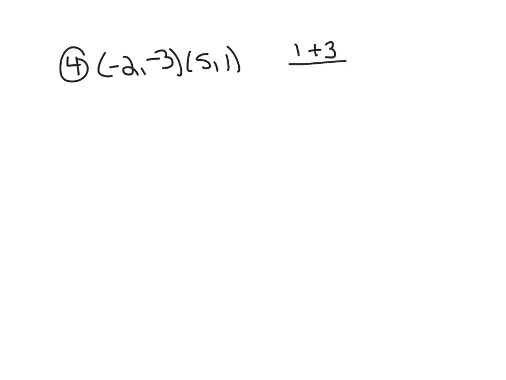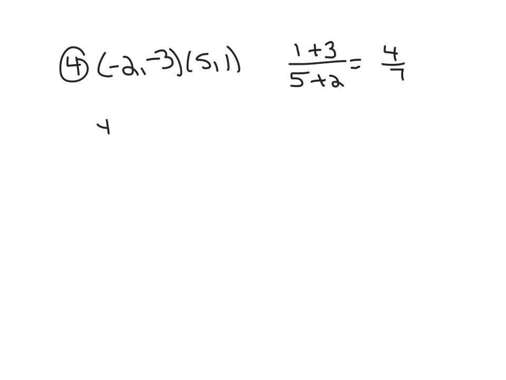All right, one last one: (negative 2, negative 3) and (5, 1). Hit pause, see if you can do this one from start to finish. All right, let's see how you did. Did you get the slope? 1 plus 3 over 5 plus 2. Did you get a slope of 4 over 7? Hopefully you did. That was a good start.